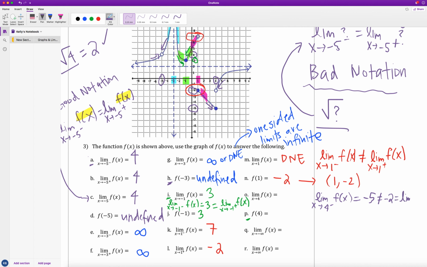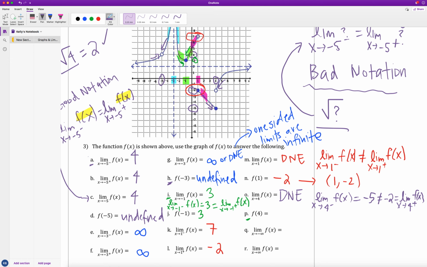Let's see if I can fit this. Limit as x approaches 4 from the right. Ooh, that barely fit. So since the left side was -5 and the right side was -2, the left and the right definitely are not equal to each other. So this overall limit then, that got messy, does not exist. There we go. Or DNE for short, since we don't have a lot of space on here. This is what we call on a graph a jump, and we'll talk about that vocabulary and those names for it when we start talking about continuity.